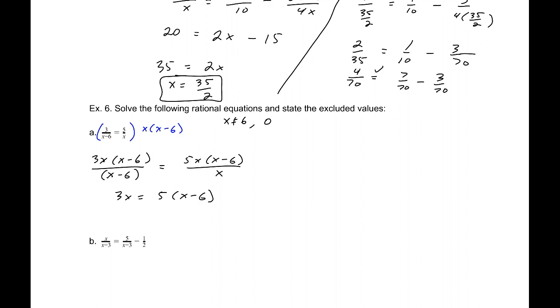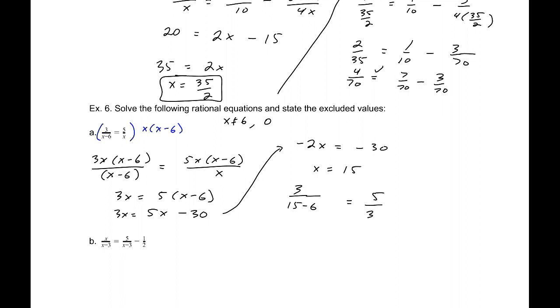All right, now this is a linear equation. 5x minus 30. Subtracting 5x from both sides gets us the new equation, negative 2x equals negative 30, and x equals 15 by dividing by negative 2. Okay, well, as long as our solution is not 6 or 0, we're in good shape so far. Now let's make sure it checks into this equation. So this would be 3 divided by 15 minus 6 equals 5 divided by 15, which would be 3/9 equals 1/3. Well, 3/9 and 5/15, they're both going to be the same. So this is definitely true. So our solution is x equals 15.